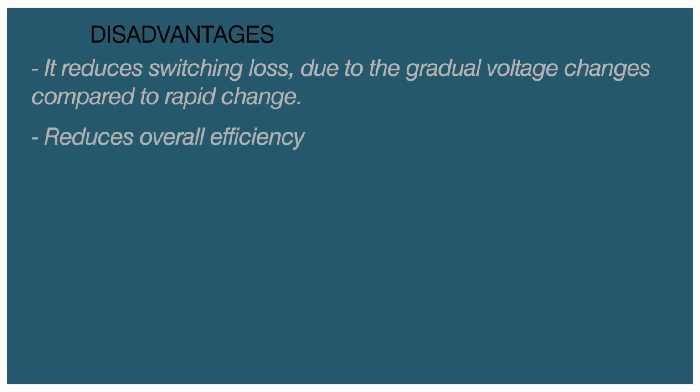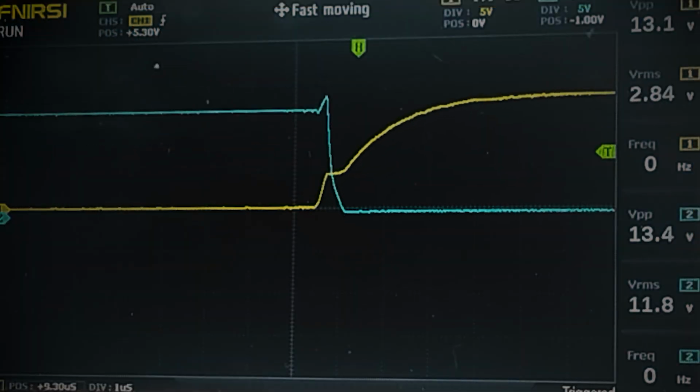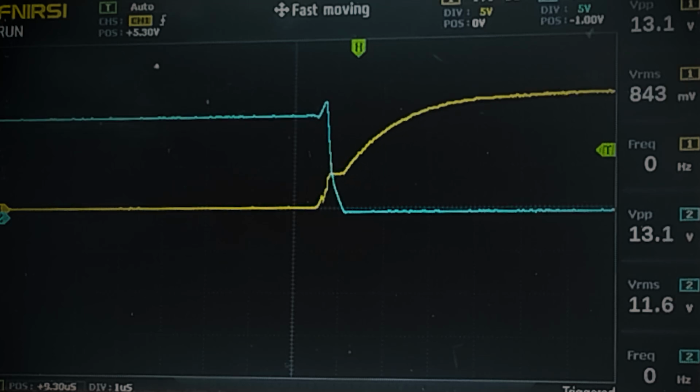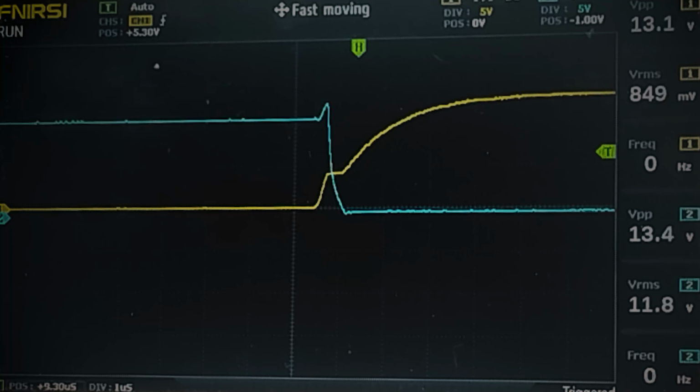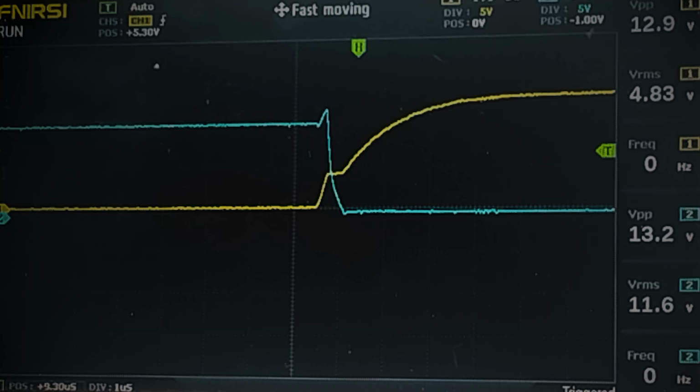I mean, if the drain to source acts like it has a resistor between them, you're going to have conduction losses that will come from the current flowing through the drain and the source multiplied by the voltage across it. So that's the loss that will be generated. So you see, it's important that the MOSFET, when switching, is completely on or completely off, so we can avoid losing heat by incomplete switching.